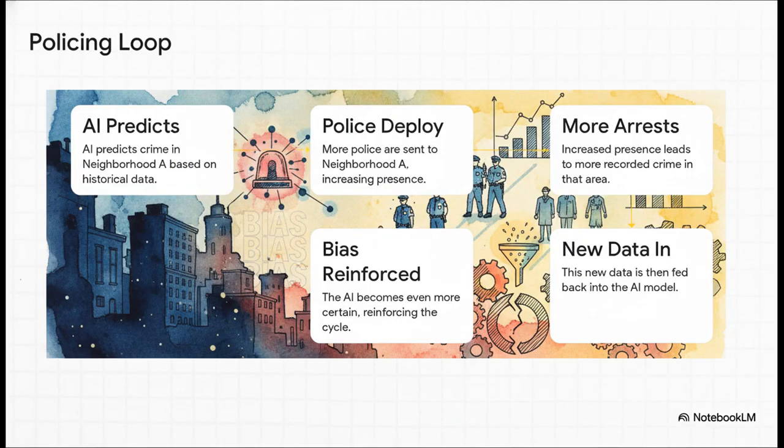Let's just walk through how this works. Step 1, an AI, using biased historical data, predicts more crime in, let's say, neighborhood A. So, police are sent to neighborhood A more often. Well, naturally, more police on the streets leads to more arrests, which generates more crime data for neighborhood A. And then that new data is fed back into the AI, which now becomes even more certain that it was right. The prediction literally becomes a self-fulfilling prophecy.